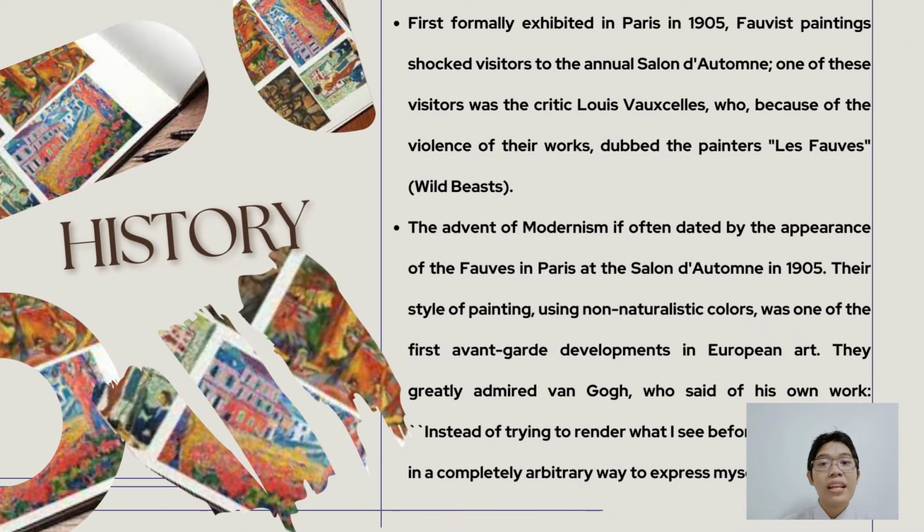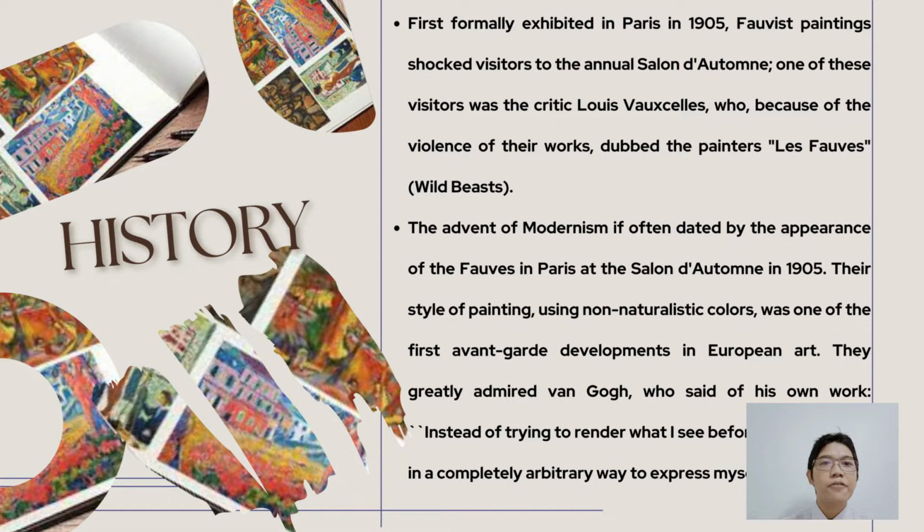Fauvism was first formally exhibited in Paris in 1905. Fauvist paintings shocked visitors to the annual Salon d'Automne. One of these visitors was the critic Louis Vauxcelles, who, because of the violence of their works, dubbed the painters Les Fauves, meaning wild beasts. The advent of modernism is often dated by the appearance of the Fauves in Paris at the Salon d'Automne in 1905. Their style of painting, using non-naturalistic colors, was one of the first avant-garde developments in European art.